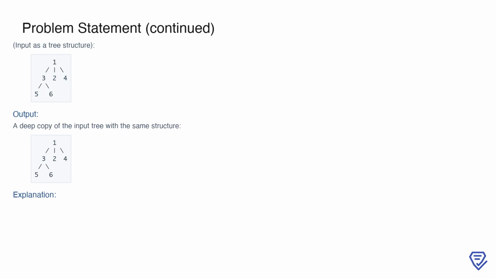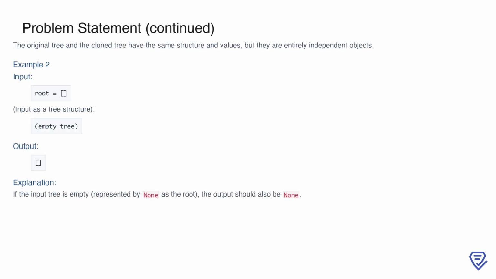Even though the structures and values match, the nodes in the clone tree should be entirely distinct objects from those in the original tree. To emphasize, the original tree and the clone tree must be completely independent of each other. This means that modifications to the original tree, such as changing the value of a node or adding children, should have no effect on the clone tree, and vice versa.